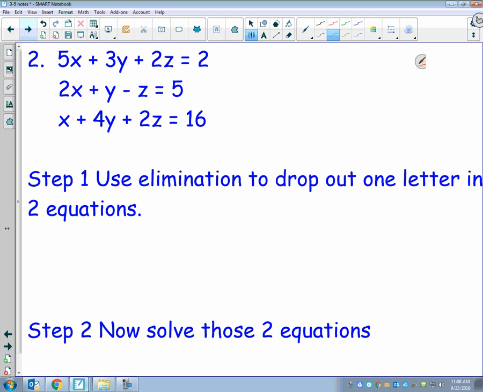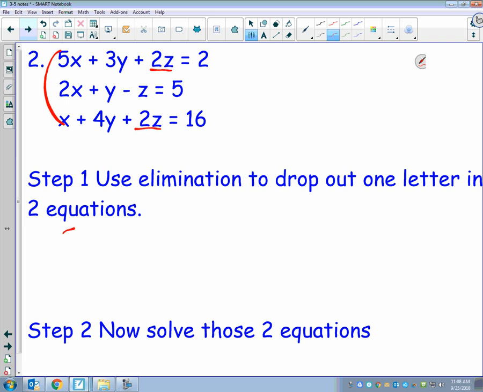So step 1 is you want to use elimination to make 1 letter drop out in both equations. And this is where you have choices. So you want to look at this and say, which one looks like the least amount of work? Could I make my x's drop out, my y's drop out, or my z's drop out? And sometimes there's a more obvious choice than the other. For me, it looks like z's would be the best choice on this, because look at the first equation and the third equation. They both have a 2z in it. So I'm going to make the z's drop out.